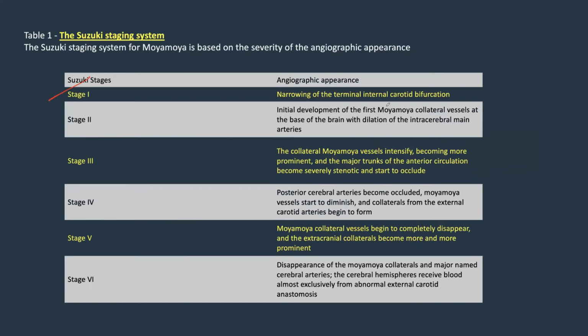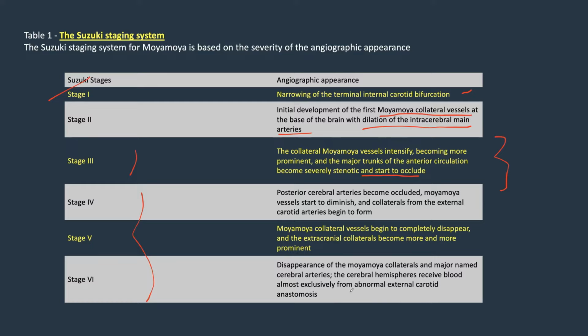Stage 1 is narrowing of only the terminal internal carotid. Stage 2 is early formation of Moya Moya collateral vessels with dilatation of the main cerebral arteries. Stage 3, which is the most common form, has intensification of the vessels, and the major trunks become severely stenotic and start occluding. So our case fits into stage 3 Moya Moya. Stages 4, 5, 6 are relatively rarer.